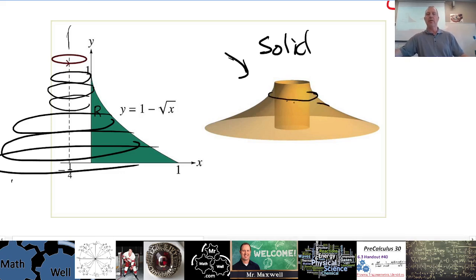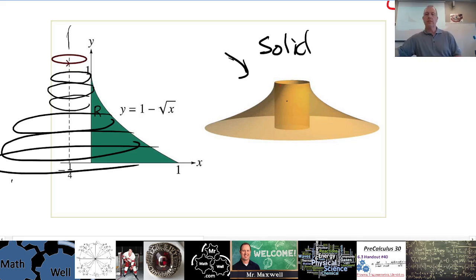We have a large washer, and then we would stack these washers around and so on, and they would be hollow, so we're subtracting this middle part always and so on, right? That's the washer method. The cylindrical shell method looks like this.